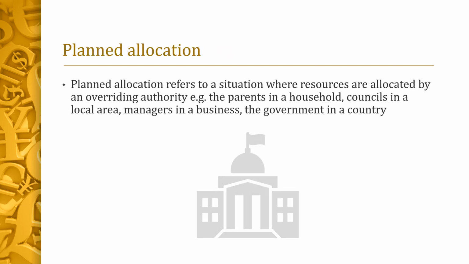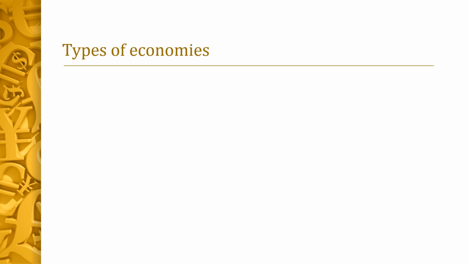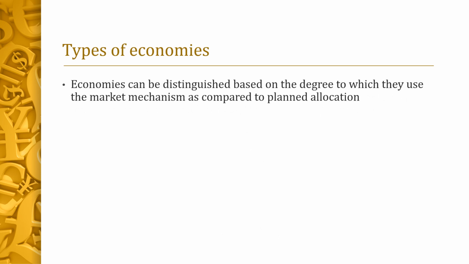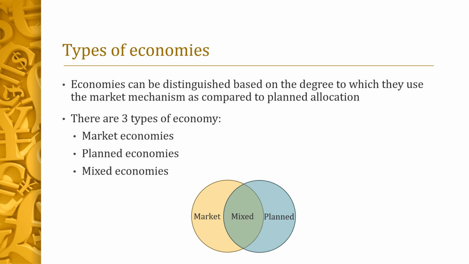Planned allocation refers to a situation where resources are allocated by an overriding authority. For example, the parents in a household, councils in a local area, managers or owners in a business, and the government in a country. Economies can be distinguished based on the degree to which they use the market mechanism as compared to planned allocation. There are three types of economy: market economies, planned economies, and mixed economies.